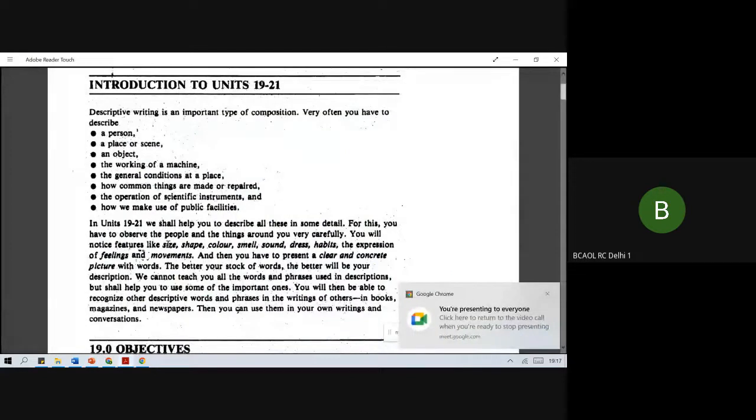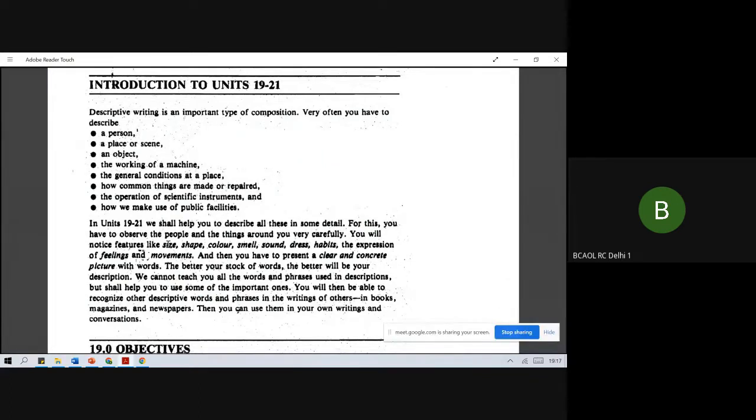Okay, for today's class, I have decided on two topics. First, we'll be talking about descriptive composition writing, I mean, descriptive paragraph writing and descriptive essay writing. After that, we'll be talking about how to take notes. We will cover only two topics for the day. Okay, let's start with composition writing, on descriptive composition.